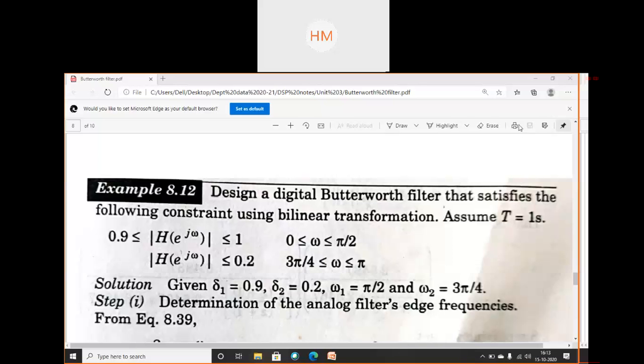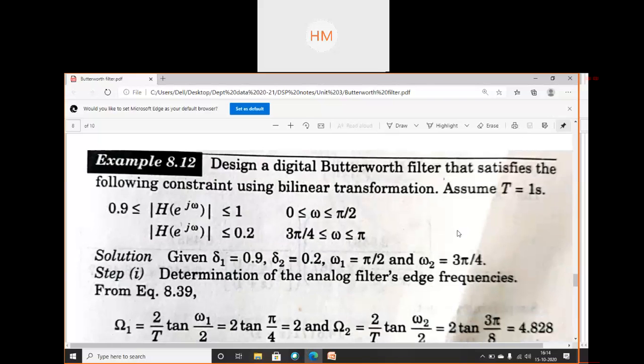Yes, this is the formula. Check your copy. This is for your IIT. Okay, this is for your IIT. We are simplifying by using BT, bilinear transformation. So the formula is changed. The formula is 2 by T tan omega by 2. So use that formula. Okay. So use this formula for ohm 1 and ohm 2. 2 by T tan omega 1 by 2. So please find out very fast. Simplify ohm 1 and ohm 2.